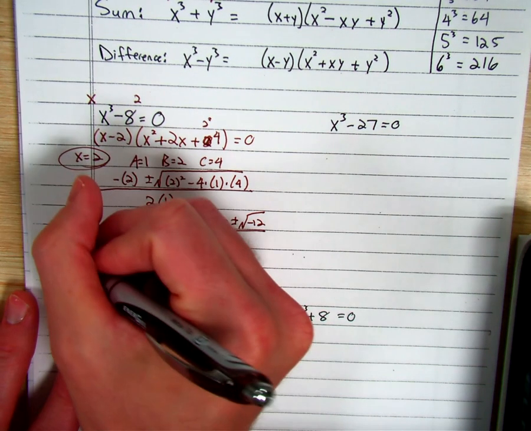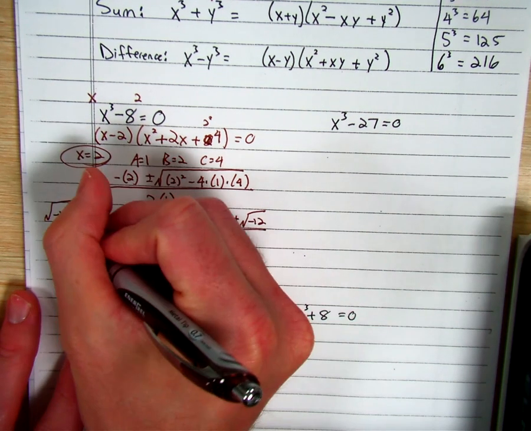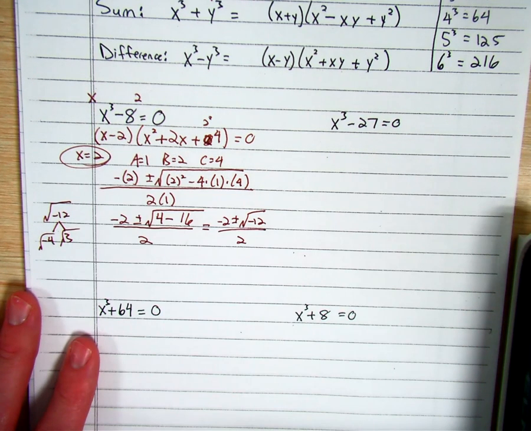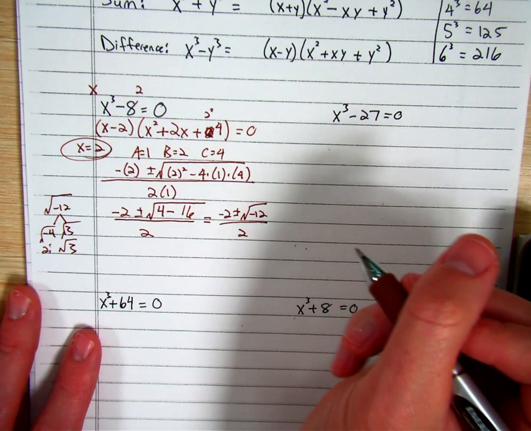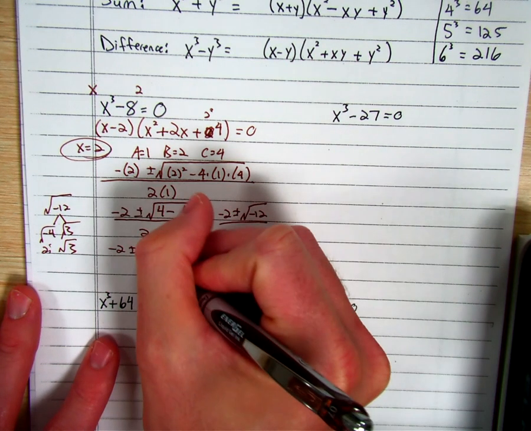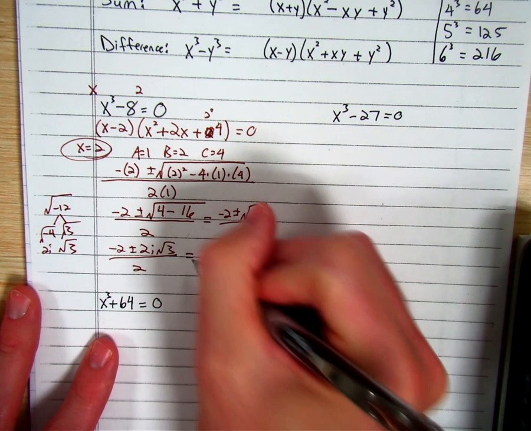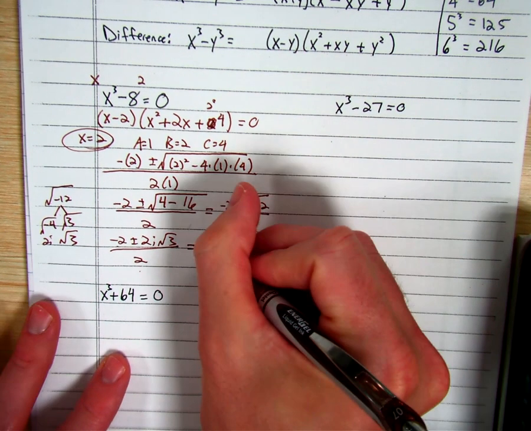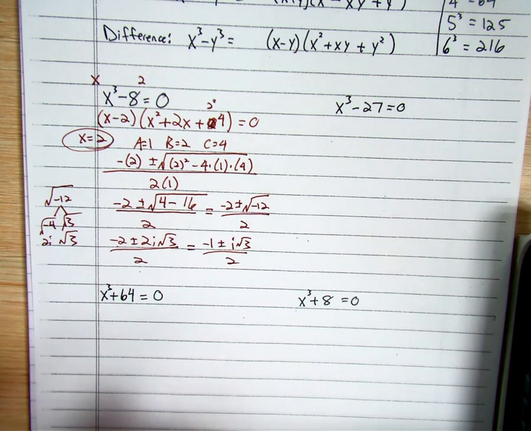I'm going to come over here on the side and break down my negative 12. We can use negative 4 and 3. The square root of negative 4 should be 2i, and then we'll have our radical 3. So now we have negative 2 plus or minus 2i radical 3 over 2. 2, 2, 2. We can divide them all by 2. Negative 1 plus or minus 1i radical 3 over 2.